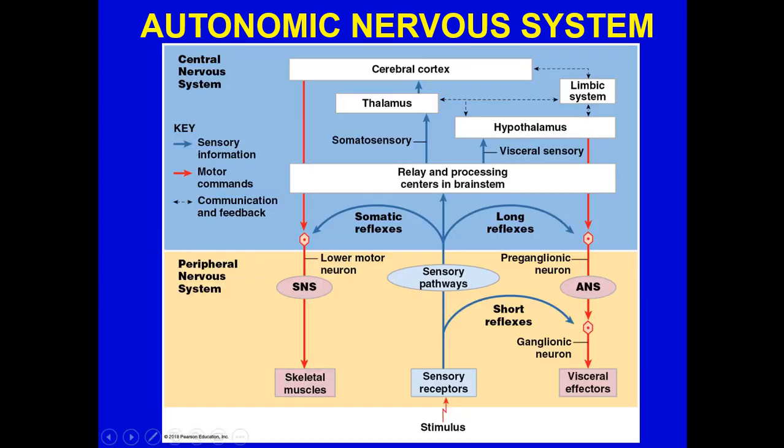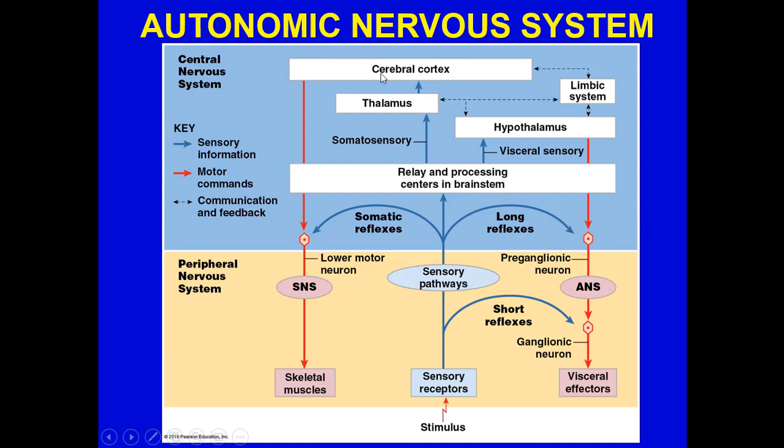So here we go back to another situation that we talked about earlier. We have information that gets passed up through sensory receptors, sensory pathways. That's our stimulus. The somatic reflexes, pretty straightforward. Somatic nervous system, skeletal muscles, okay, fine. Information gets passed, relayed, and processed in centers in the brainstem. The visceral sensory gets passed to the hypothalamus. The somatosensory goes from the thalamus up to the cerebral cortex. There may be from the cerebral cortex motor commands back down through the SNS to the skeletal muscles.